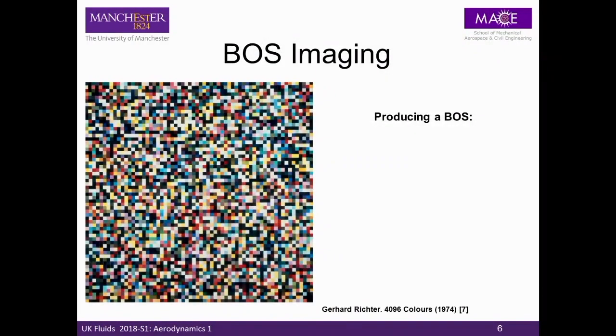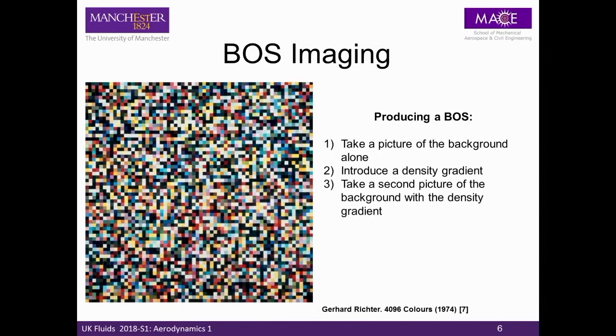In terms of actually producing a BOSS image, this is some pop art from 1974 by Gerhard Richter, but it's very analogous to a BOSS background. So when you're trying to take a BOSS image, you take a picture of this speckle pattern. You then introduce a density gradient, so you run your wind tunnel. This will introduce an apparent displacement of this background pattern, which you then image. You take an image or a sequence of images. You then process these image pairs, so you track the displacements. You get a vector output in delta x and delta y, and then you can reconstruct a synthetic Schlieren image of what you've actually shown in your flow.